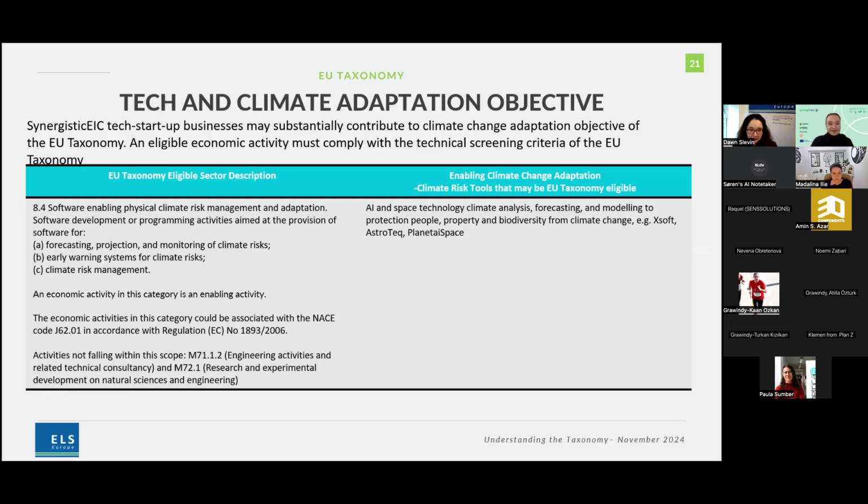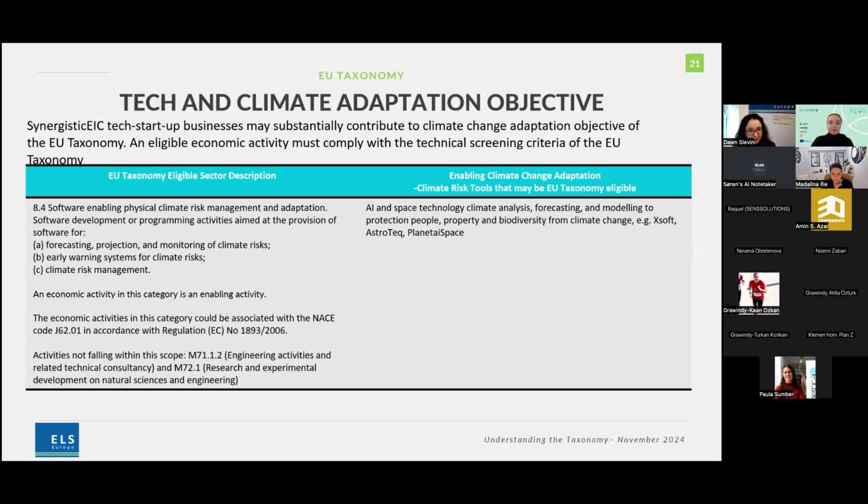So climate adaptation is built differently to climate mitigation. It's generally the same sectors. There are a few additional ones. I mentioned financial sector. For example, insurance can substantially contribute. But there's too much in the technical screening criteria to put in here. But generally, these companies are software enabling for physical climate risk management and adaptation. So they could be producing services and products for forecasting, projection of climate events, monitoring of climate risks, early warning systems for climate risks, and supporting climate risk management. And they are enabling activities.